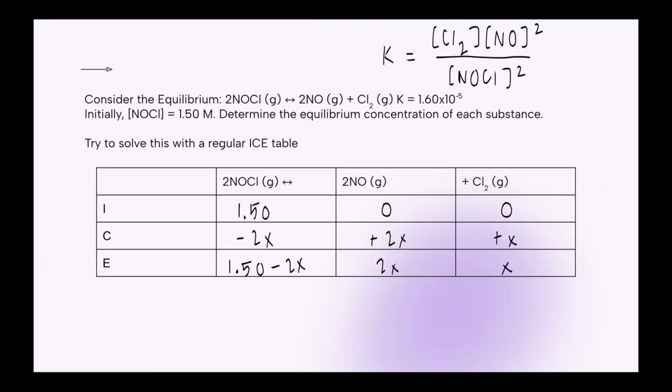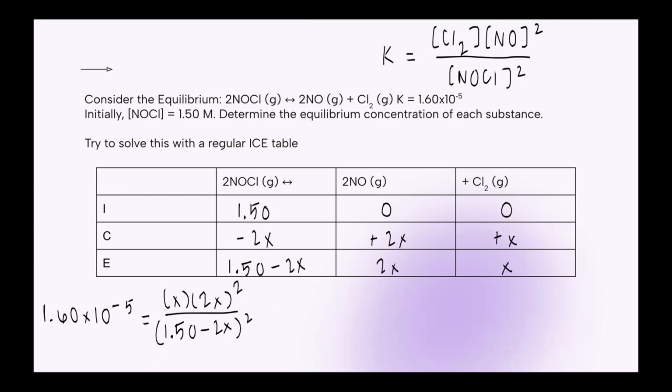So our equilibrium concentrations are 1.50 minus 2x, 2x, and x. And I wrote the K expression at the top for review. So now I'm going to try to put in all the information I have into the K expression. So our K value is 1.60 times 10 to the negative 5, it was given. And that is going to equal the concentration of Cl2, which is x, times 2x, the concentration of NO, squared, over 1.50 minus 2x squared, because there's a 2 in front of the NaCl.